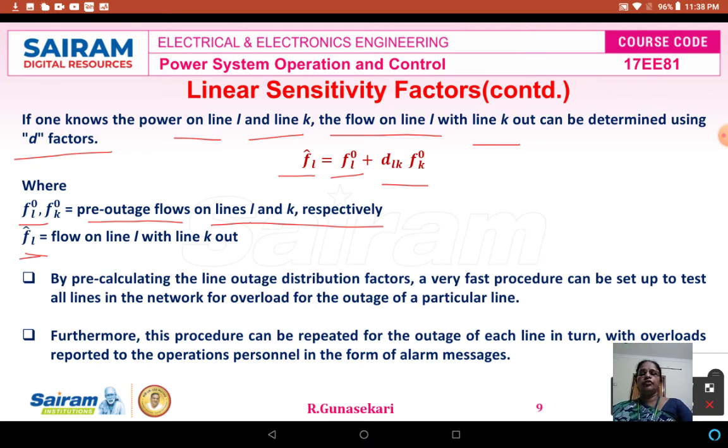So by pre-calculating the line outage distribution factors, a very fast procedure can be set up to test all the lines in the network for overload for the outage of a particular line. This procedure can be repeated for the outage of each line in turn, with overloads reported to the operations personnel in the form of an alarm message.